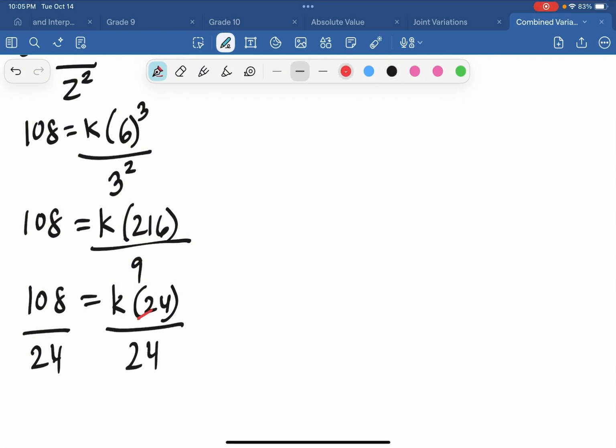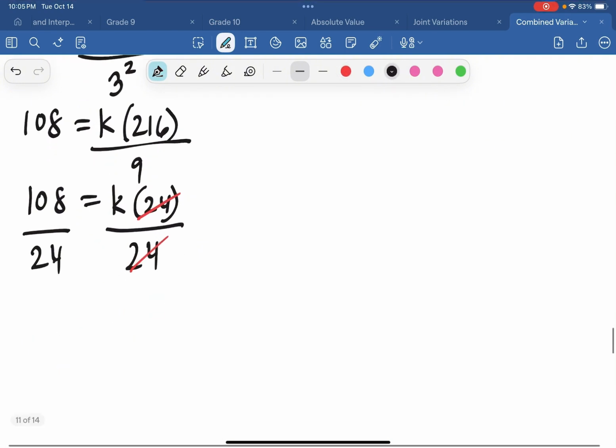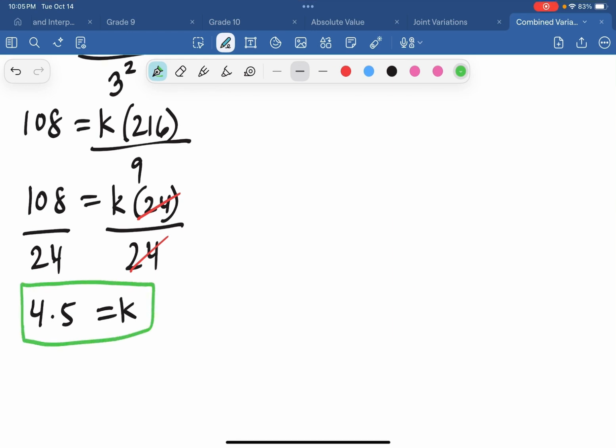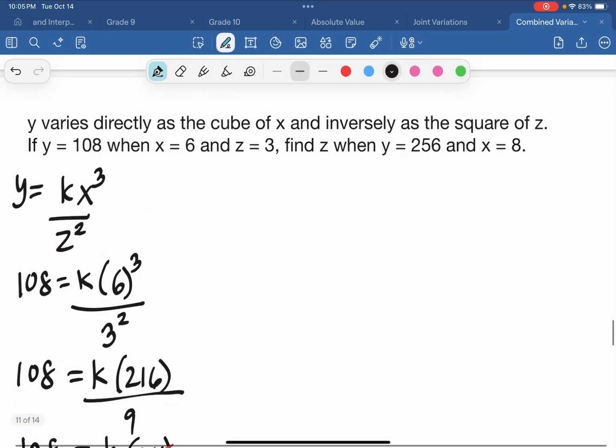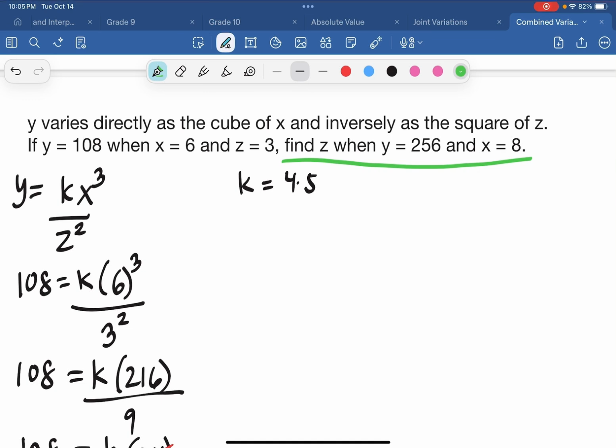And cancel. So the value of k is 108 divided by 24, which is 4.5. So here's the value of our constant. Going back, k is 4.5. And in the second part of the problem, we're looking for z.